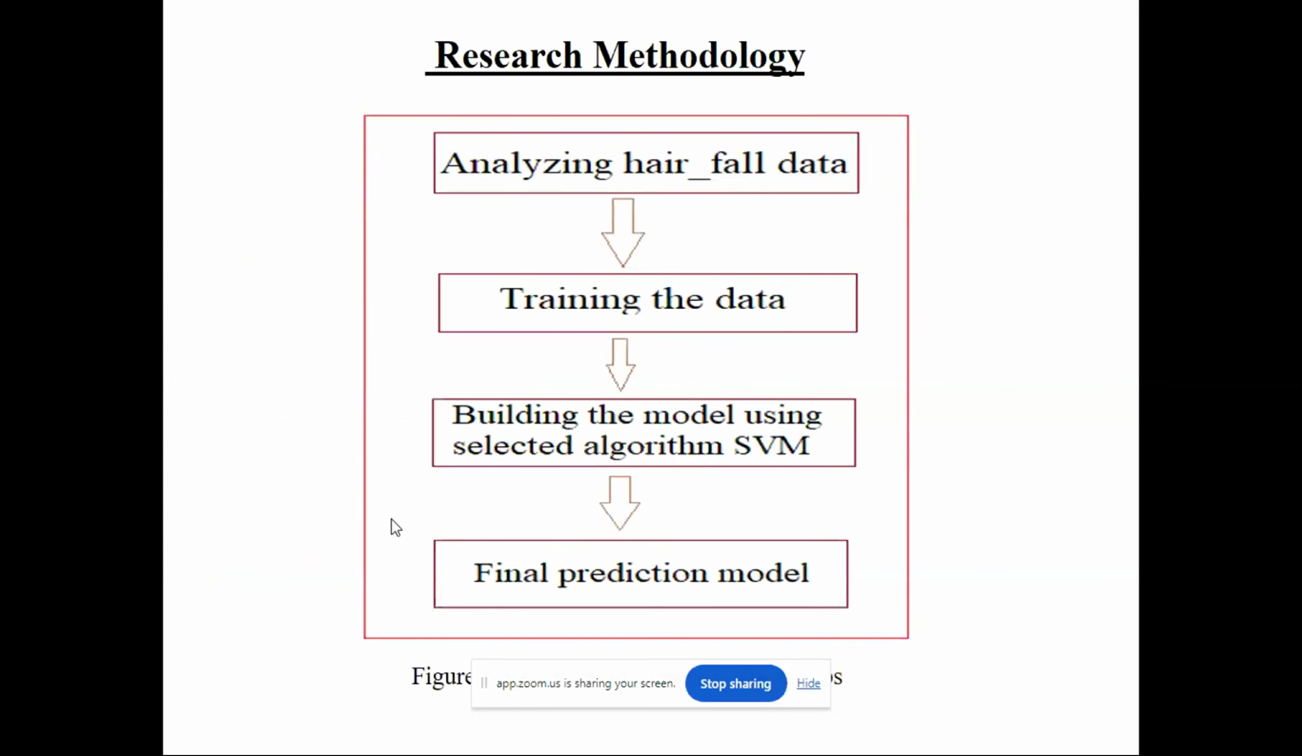So this figure shows the complete procedure followed in the research. First we got the hair loss data, analyzed it, and tried to see the importance of features in the data. Then we trained on the data with 5 machine learning algorithms, and the most efficient algorithm was SVM. The main classification model was built upon the SVM, and then the final prediction model was built.